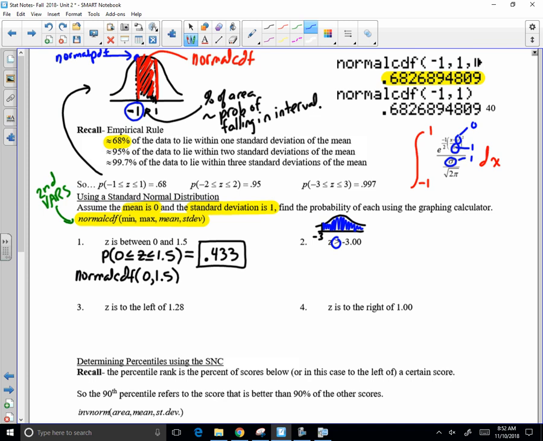Whether it gave me an answer of 0.433 or 0.156, it didn't matter to me. I just knew I typed it in the right way.